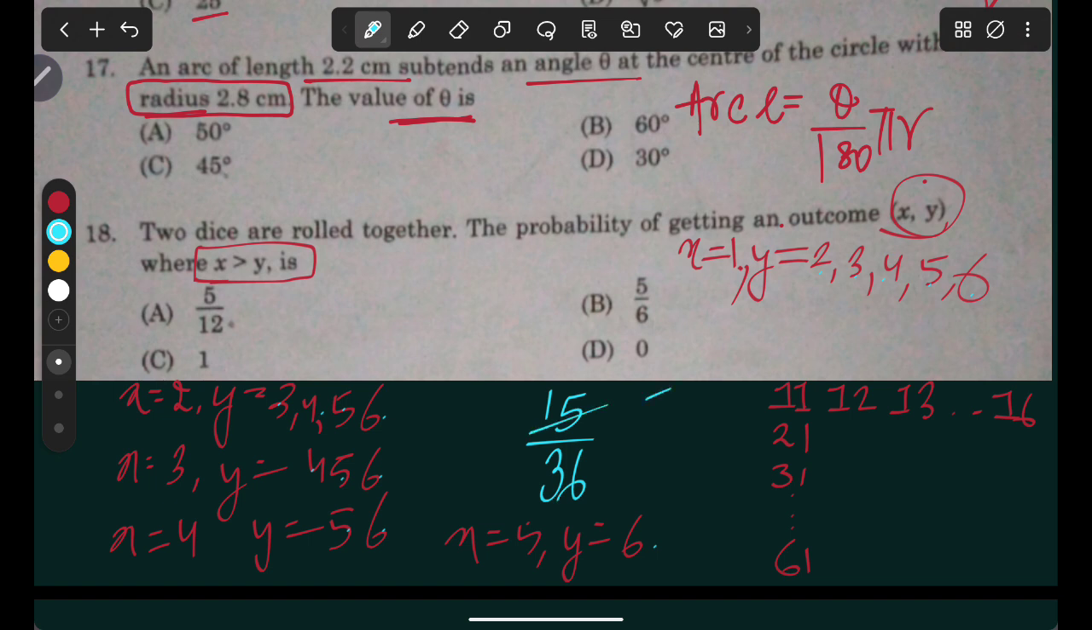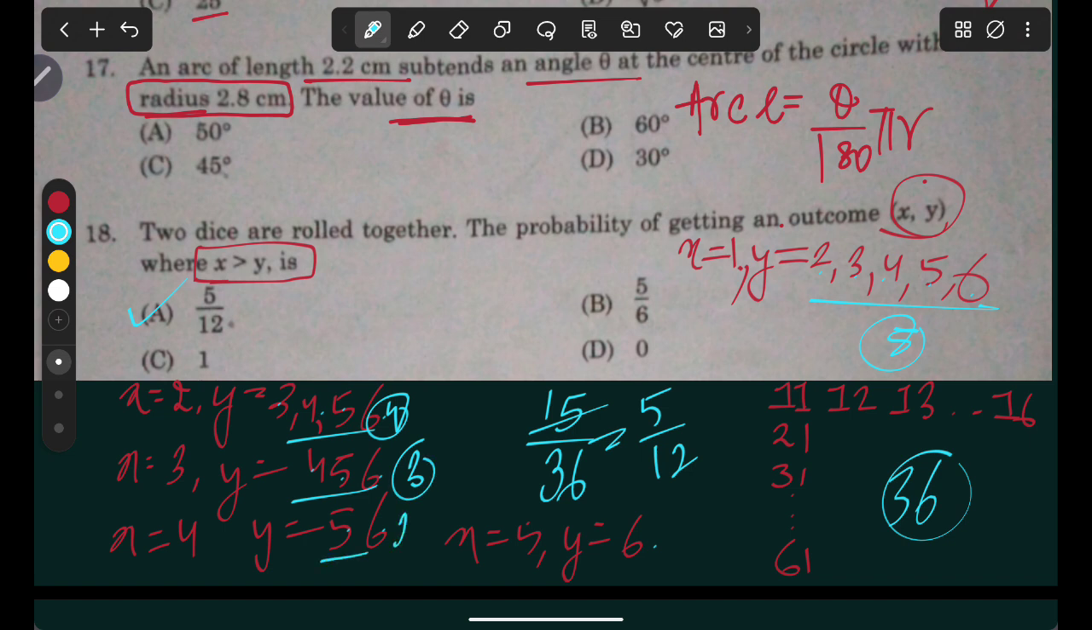So 15 upon 36 is 5 upon 12. Option A is the correct answer. We have favorable outcomes 15, total number of outcomes 36. There are 36 outcomes, out of which we have 5 here, 4 here, 3 here, 2 here, and 1 here. So 5 plus 4 plus 3 plus 2 plus 1 comes out to be 15. 15 upon 36 gives 5 upon 12, which is the answer.